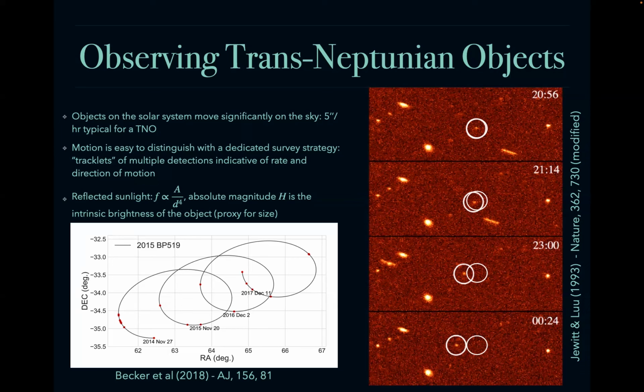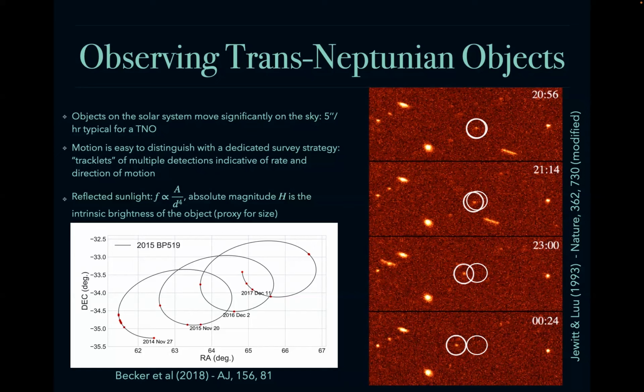If you can track this motion, if you have a bunch of different images, you can build this thing that we call a tracklet, which essentially tells you the rate of motion and the direction of motion. If you come back a few weeks later to observe this object, you kind of know where it's going, so you can track it and then do further follow-ups.